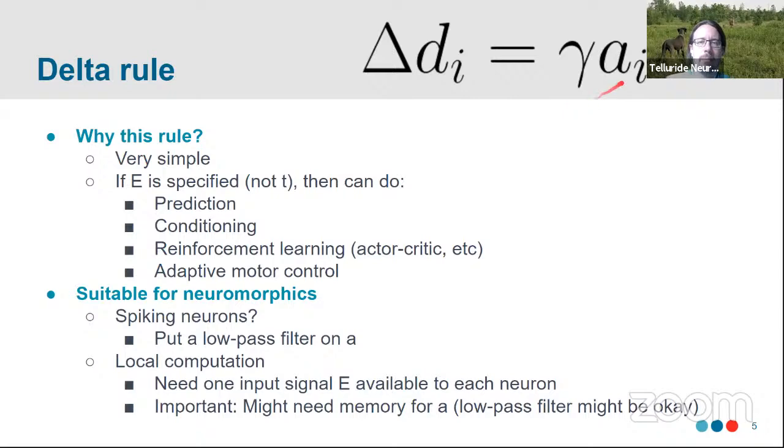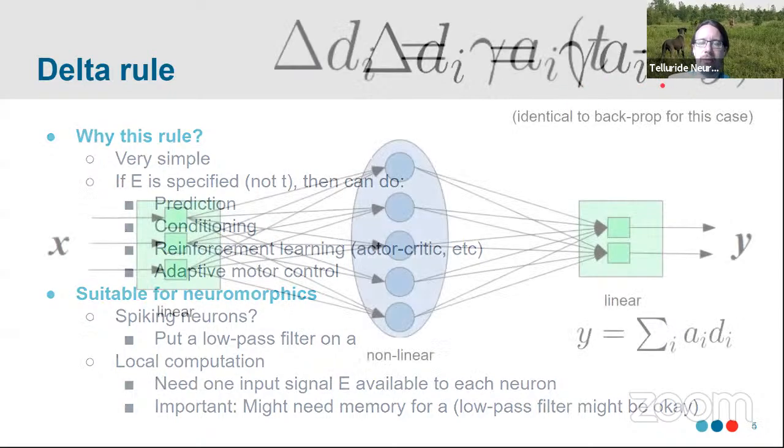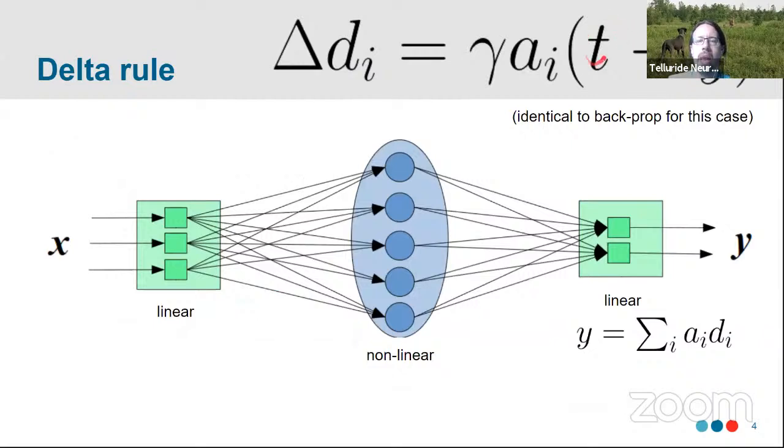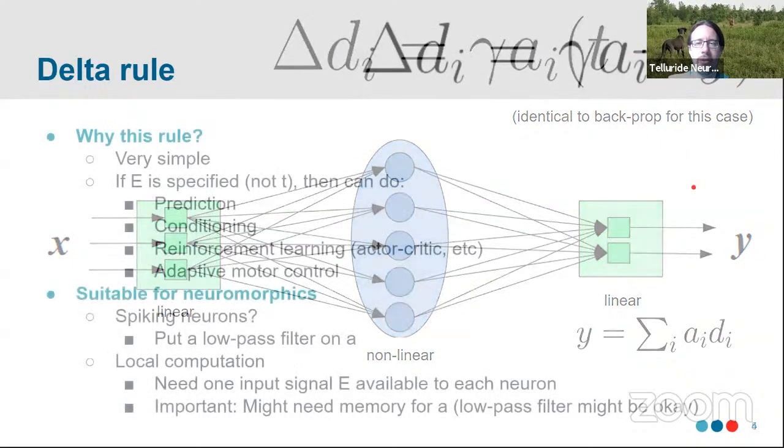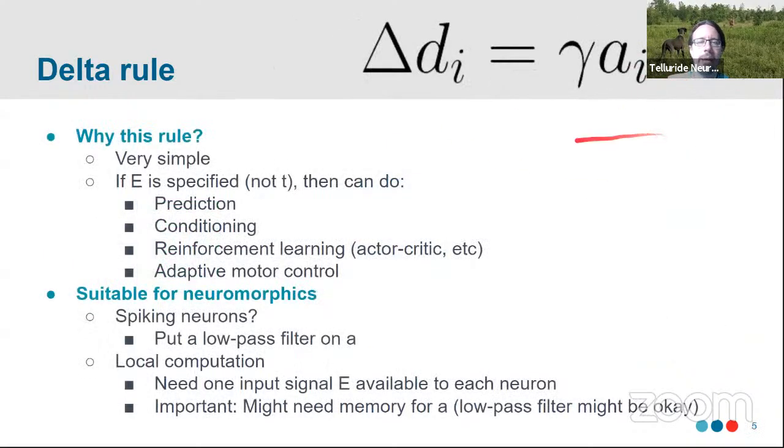Not only is it simple, but if you adjust it slightly, my error doesn't have to be of the form of the target minus my actual output. If this whole input is just an external input to the circuit, we're just going to call it E. Now all of a sudden this rule lets you do a whole bunch of different things. So I can do prediction, I can do conditioning, do reinforcement learning, I can do adaptive motor control. All just by adjusting what this signal is coming in off E.